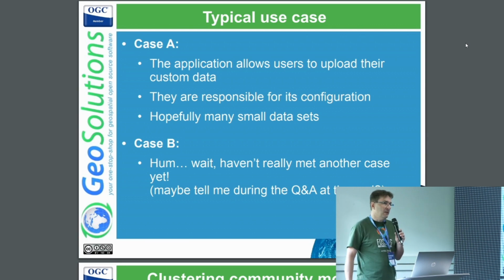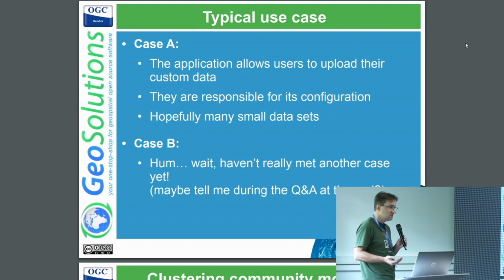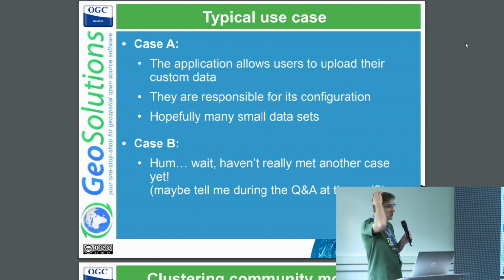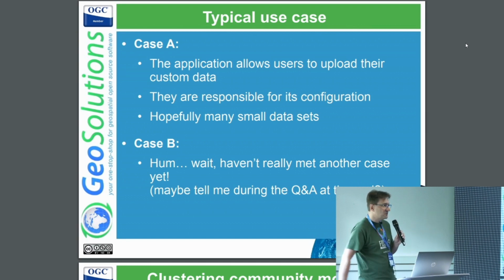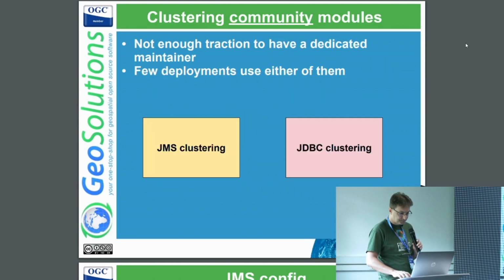Hopefully it's going to be many small datasets, because if you allow them to upload a massive dataset which is not properly configured, then it's going to be trouble. But let's say that this is the use case. This is a valid use case that we see. And then, well, we haven't seen any other valid use case among our customer base, but I hope that someone will tell me what other use cases are actually requiring dynamic configuration changes in a production environment.